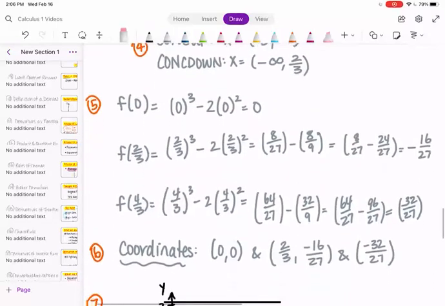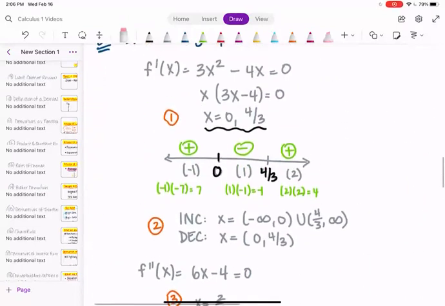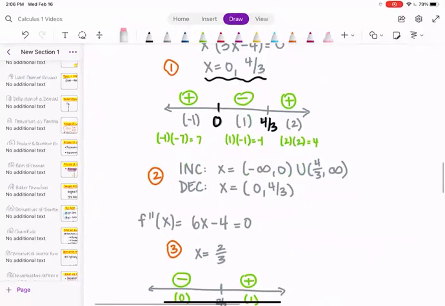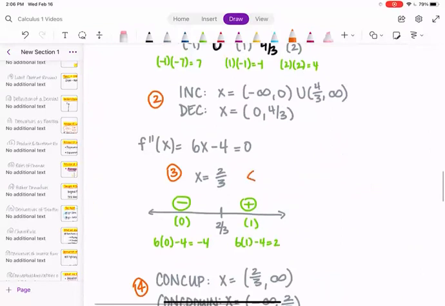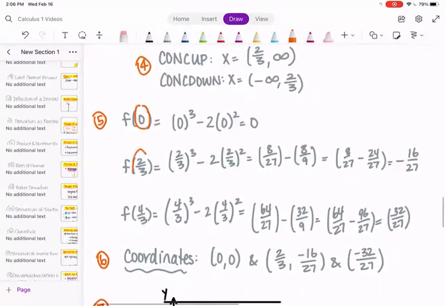So now what we want to do is plug in the values we got, right? And test them. So remember, we got 0 and 4/3. We got 2/3. So those are the 3 values we're going to test. And you'll see that's exactly what I did here. I did 0, 2/3, 4/3.